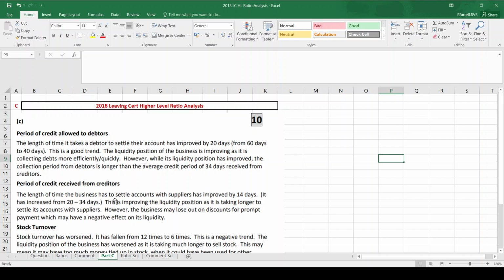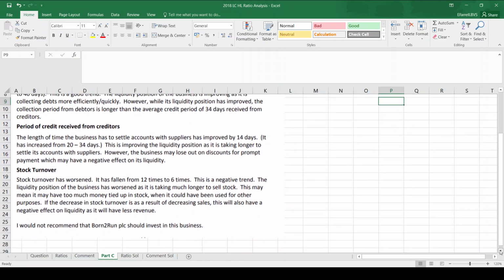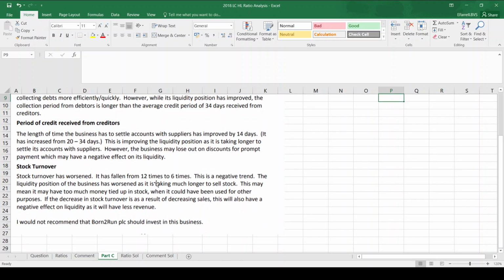But again, this is kind of the key thing here. It's taking people 40 days to pay us, but we have to pay people in 34 days, which isn't good. Okay, because we're going to be paying the money back quicker than we're getting it in. And stock turnover has worsened. It's fallen from 12 times to 6 times. This is a negative trend. The liquidity position of the business has worsened as it's taking much longer to sell stocks. So the stock's not turning over as quickly or selling as quickly, it's taking longer.